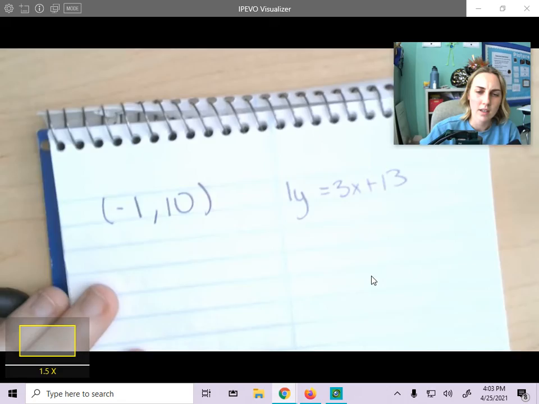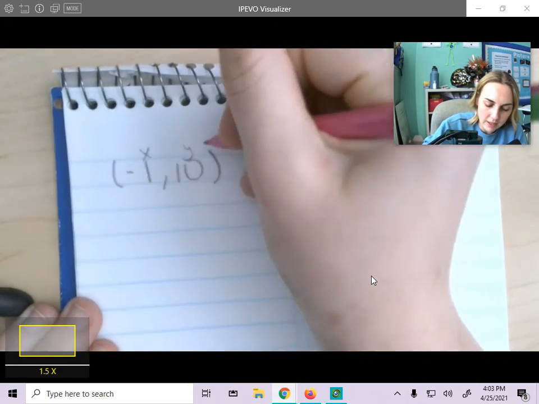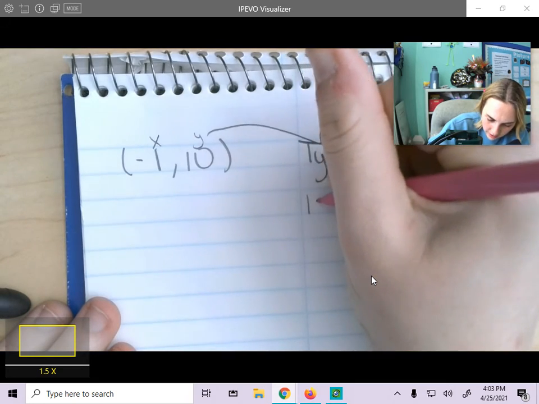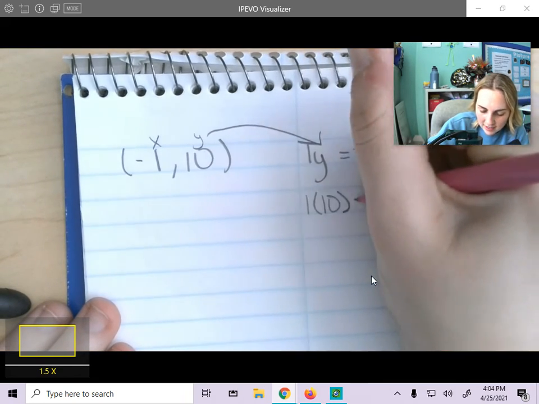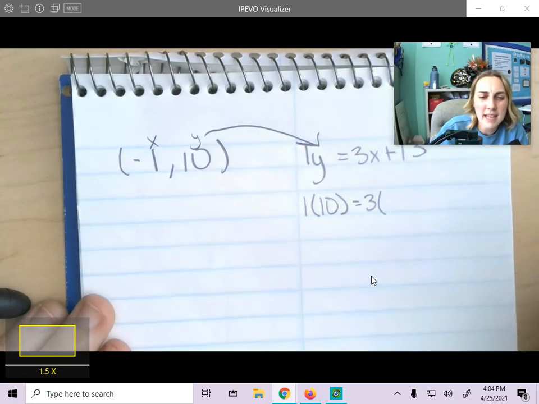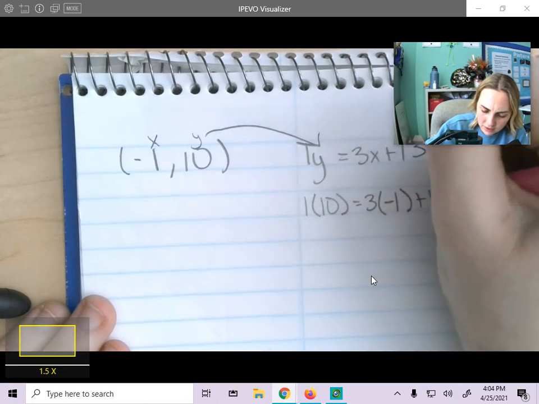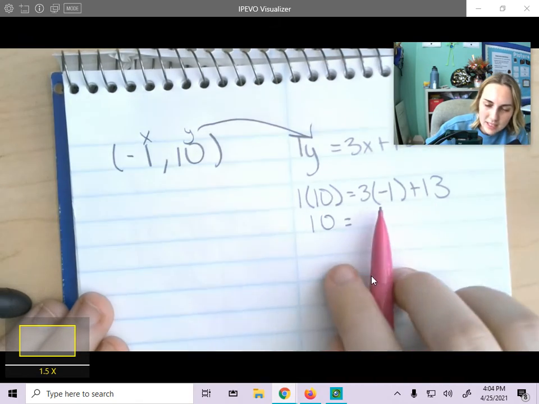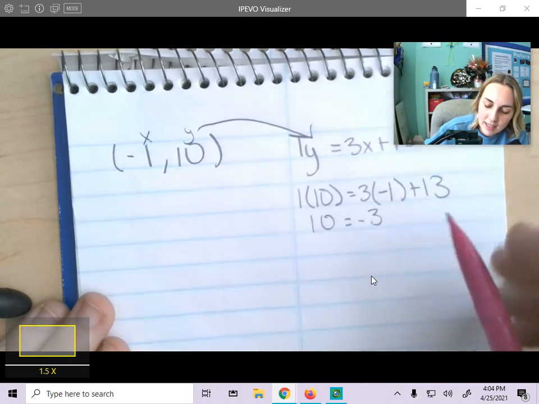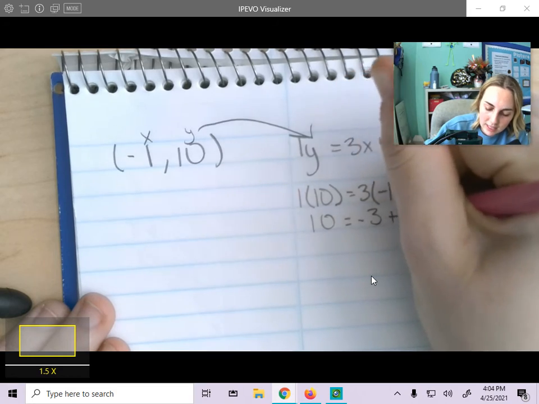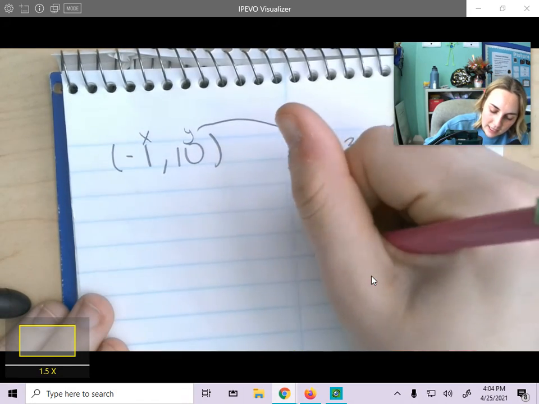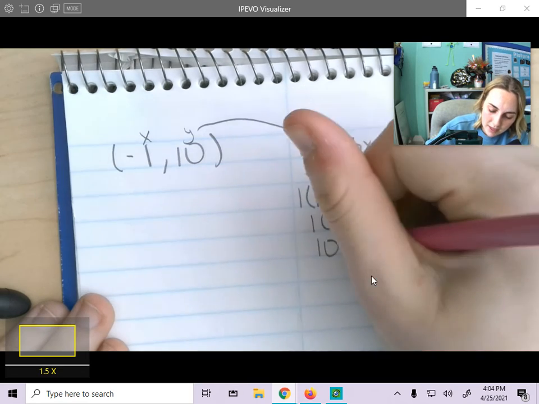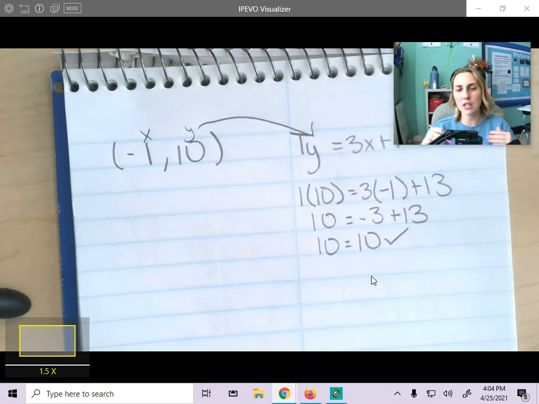All right, awesome. So what I'm going to do is substitute these values into here to make sure it works out, okay? So we have 1y, y is again 10, is equal to 3, my x value is negative 1, plus 13, all right? So 1 times 10 is 10. 3 times negative 1 is going to give me negative 3, and then bring down this plus 13. 10 is equal to negative 3 plus 13, which is going to leave me with a positive 10 left over, so it works. The first equation works, all right?